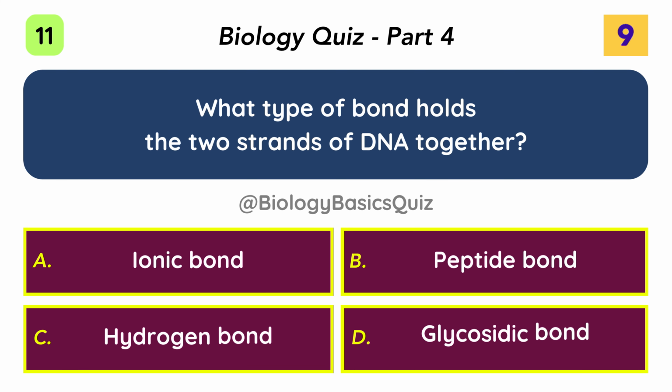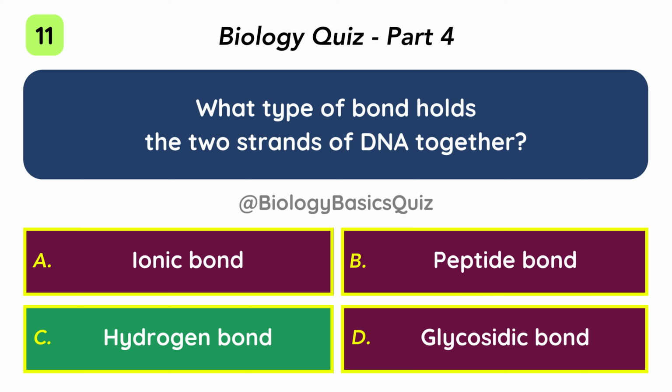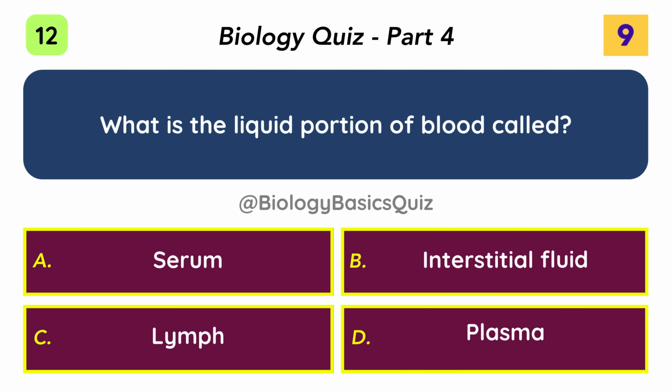What type of bond holds the two strands of DNA together? Hydrogen bond. What is the liquid portion of blood called? Plasma.